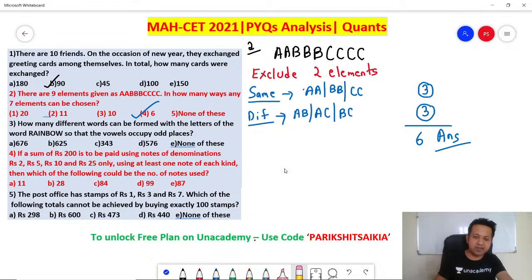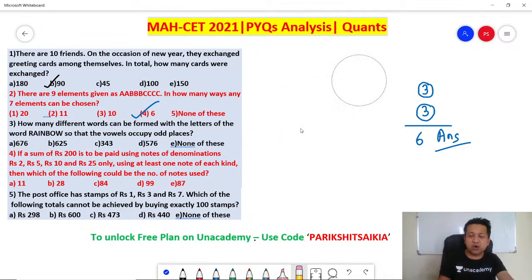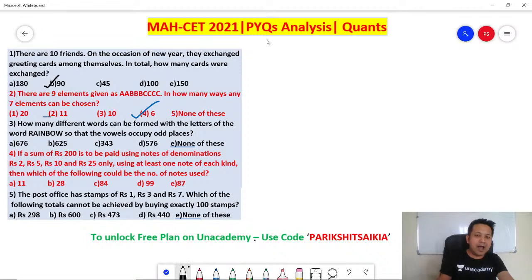Number 3. See, remember, the CET questions are easy, right? It's just that you got to solve them really, really fast. That's very important. Third one. How many different words can be formed with the letters of the word RAINBOW so that the vowels occupy odd places?